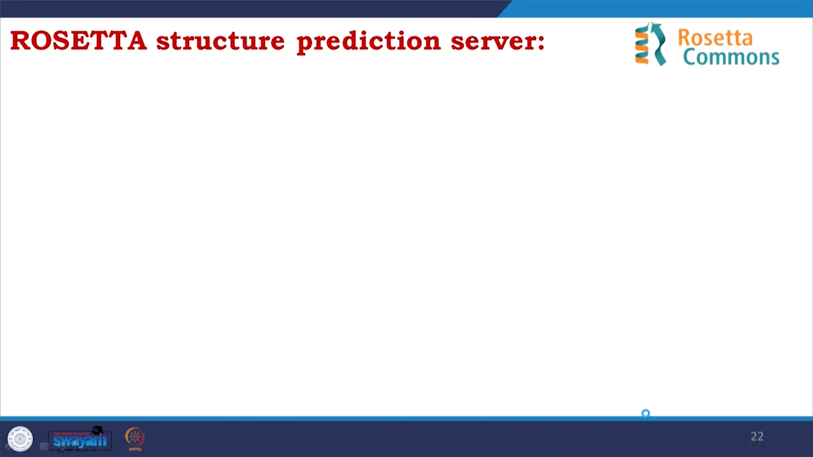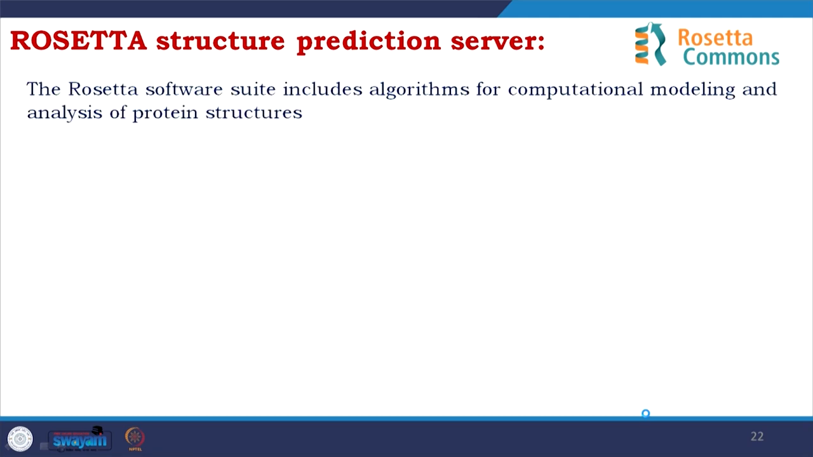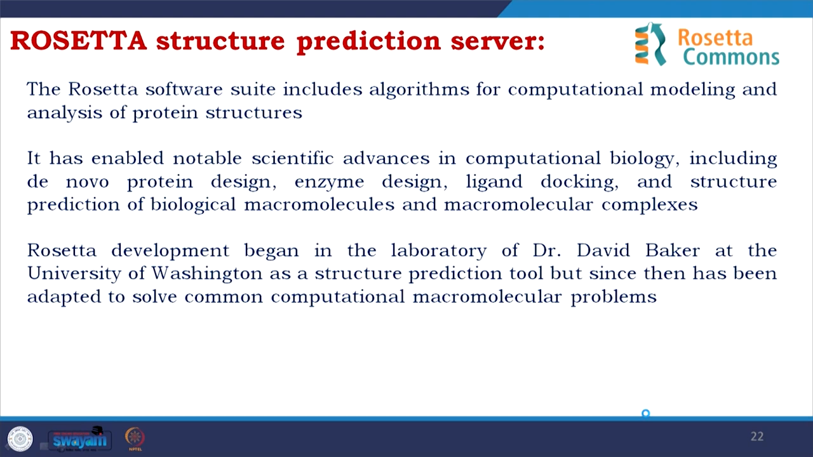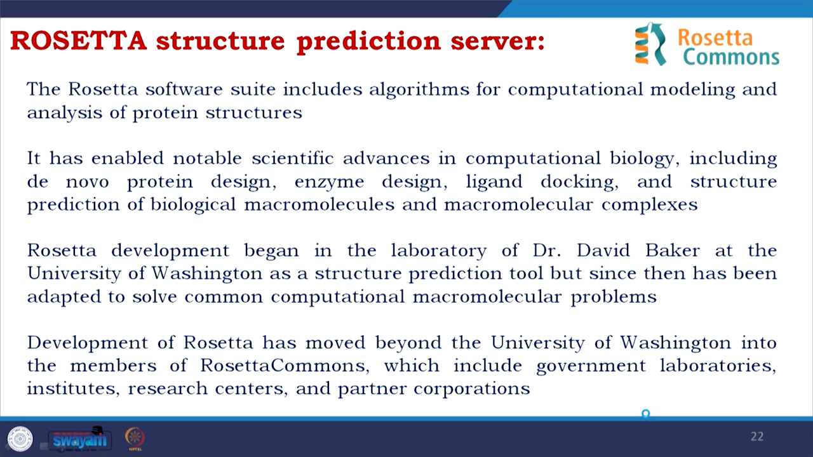Now we go to the Rosetta Structure Prediction Server, which is also called Rosetta Commons nowadays. The Rosetta software suite includes algorithms for computational modeling and analysis of protein structures. It has enabled notable scientific advances in computational biology, including de novo protein design, as we talked about, and we are going to talk about enzyme design, ligand docking, and structure prediction of biological macromolecules and macromolecular complexes. Rosetta development began in the laboratory of David Baker at the University of Washington as a structure prediction tool, but since then it has been adapted to solve common computational macromolecular problems. Development of Rosetta has moved beyond the University of Washington into the members of Rosetta Commons, which include government laboratories, institutes, research centers, and partner corporations.